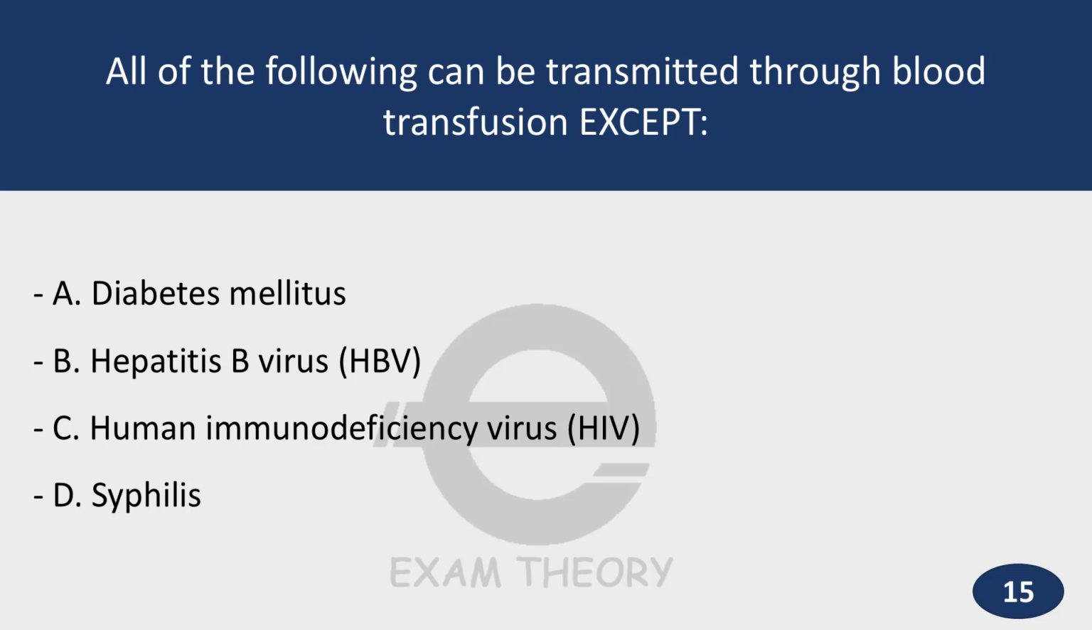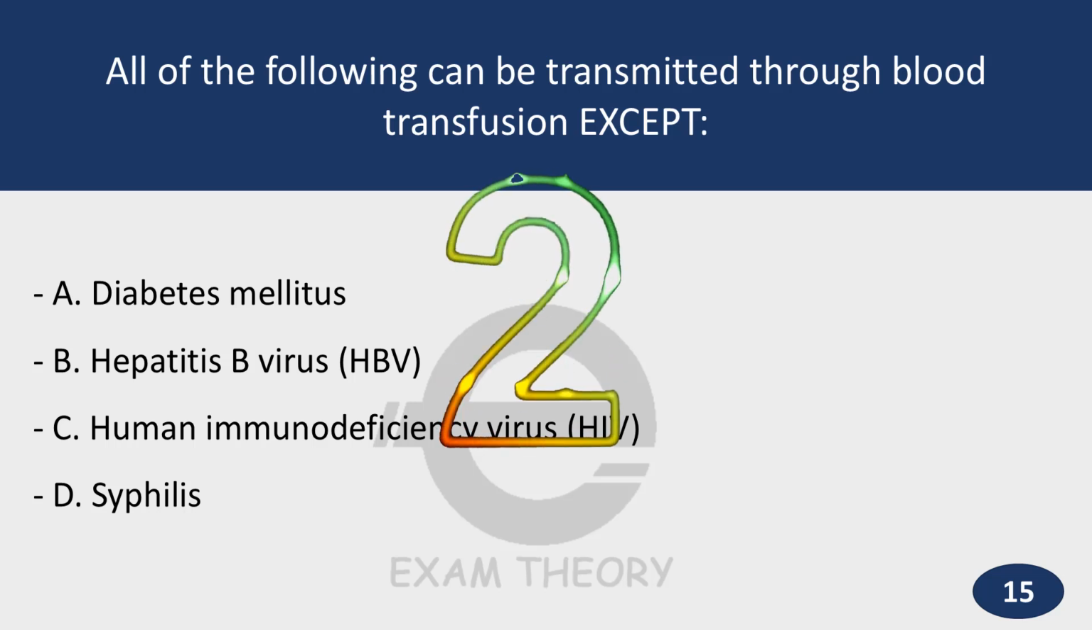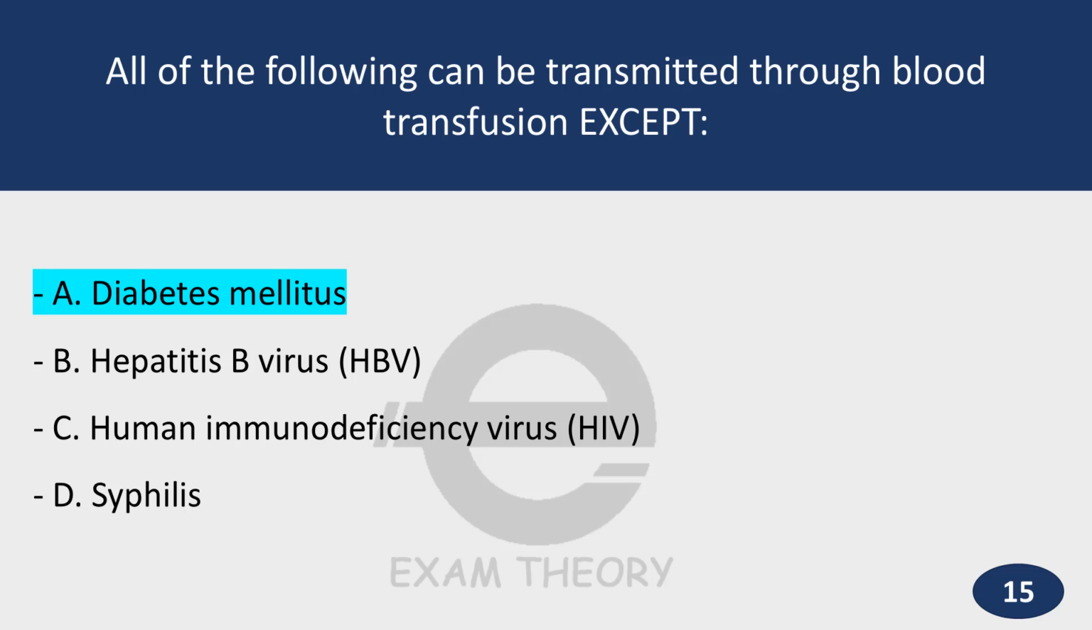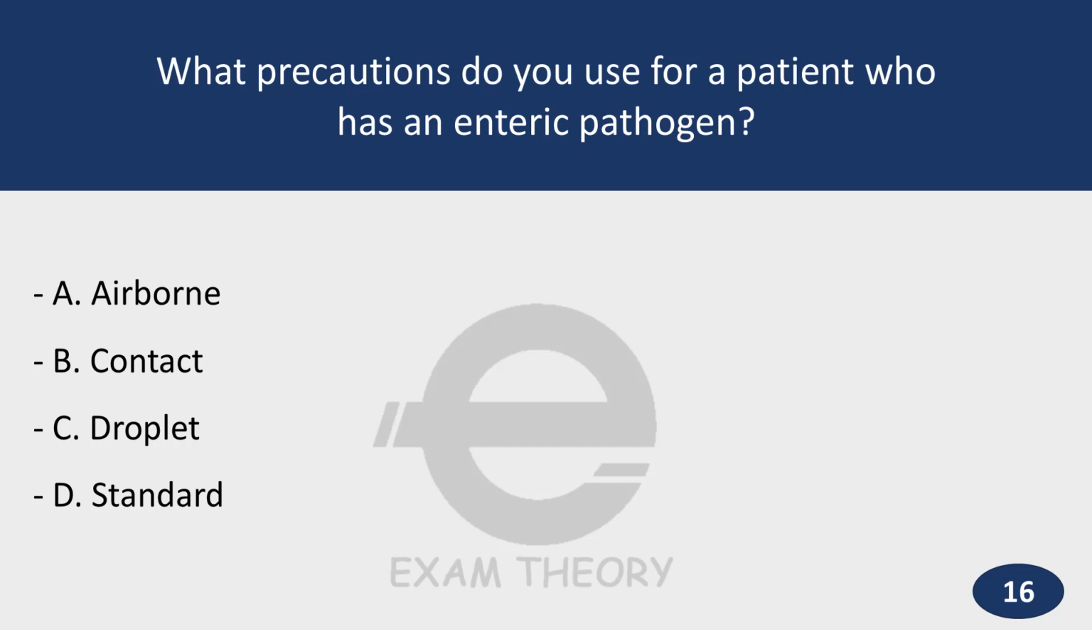All of the following can be transmitted through blood transfusion except: A. Diabetes mellitus. B. Hepatitis B virus, HBV. C. Human immunodeficiency virus, HIV. D. Syphilis. The correct answer is A. Diabetes mellitus.